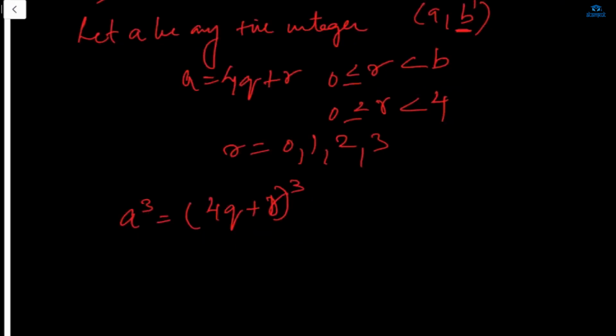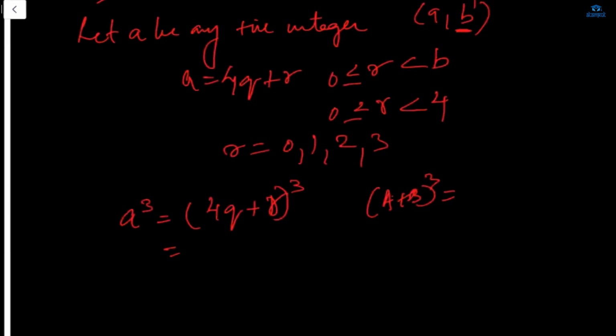Ma'am, I have done till this step and I'm sending it to you. I think one or two steps you have to add to that, and you'll get it. You expand this with the cube formula. It will be a cube plus b cube plus 3a square b plus 3ab square.